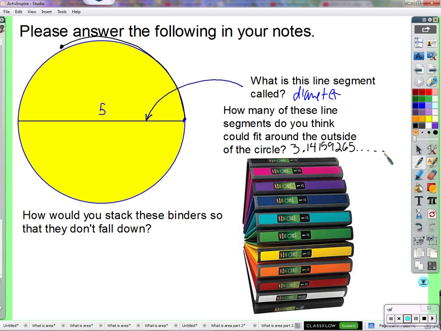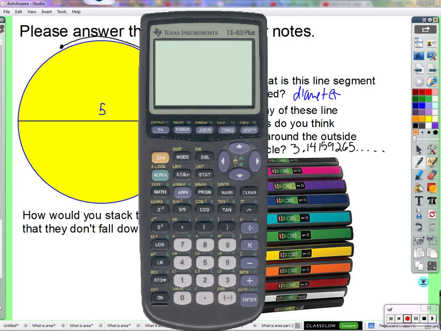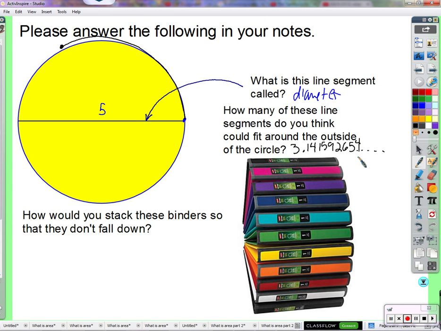I'm just trying to show you that there is an exact answer. If we hit pi, it goes up to 2654. But I don't know if that 4 is rounded up or if it isn't. That's what the calculator would do.